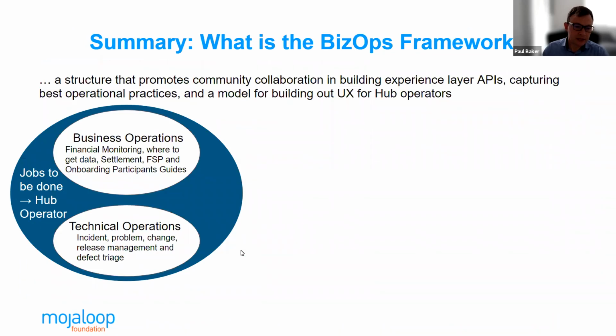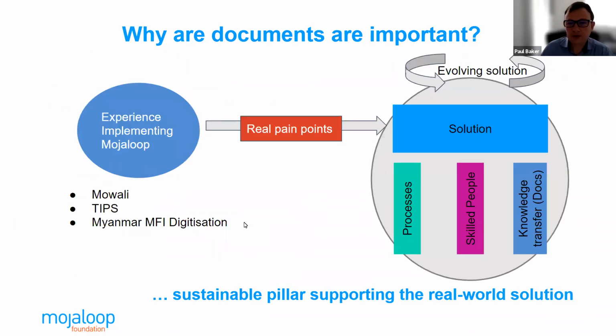Okay. Next, I want to just cover in a little bit more detail what we mean by those documentations that we're going to offer as part of this framework. So why are documents important? A hub needs to perform certain actions and has certain jobs to be done. And to do that, they build a solution. And while implementing that solution, sometimes there are some real pain points. And then when you get those pain points, you evolve that solution to accommodate those pain points to come up with a better solution.